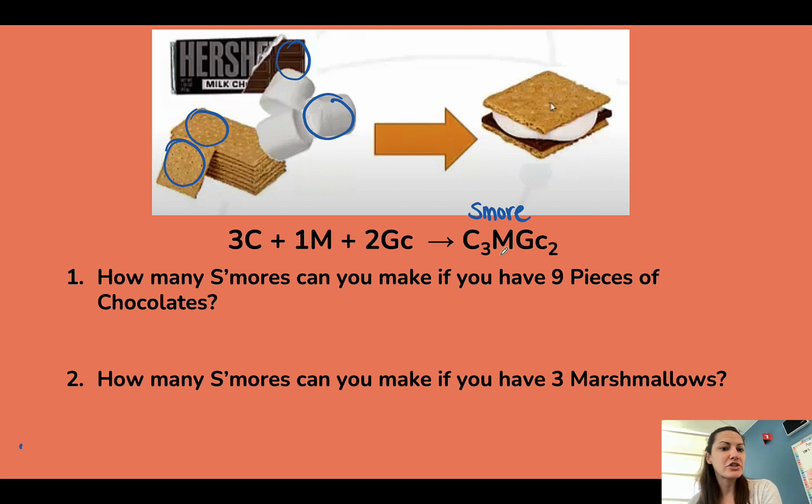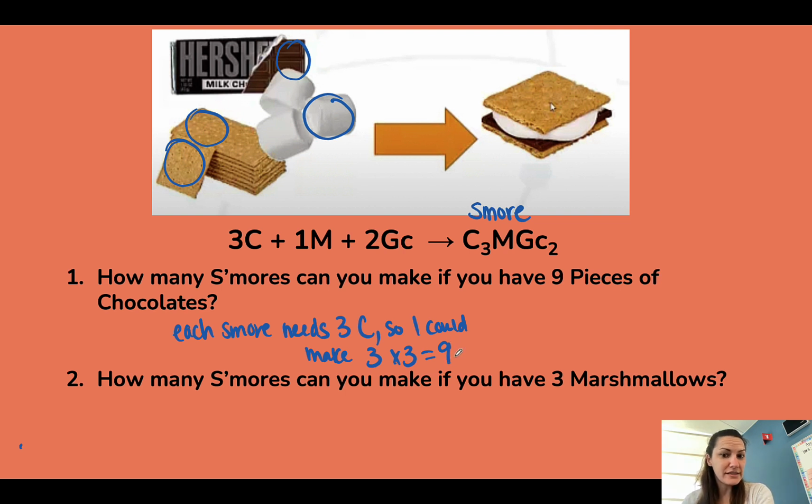So here's my question. How many s'mores can you make if you have 9 pieces of chocolate? Well, if I have 9 pieces of chocolate and I've got unlimited amounts of everything else, each s'more needs 3 chocolates. So I could make 3 sets of s'mores that each have 3 chocolates to use up my total of 9 pieces.